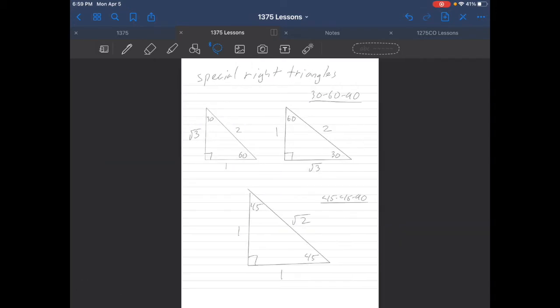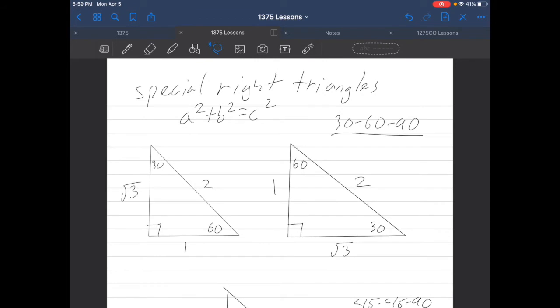Another thing we have to know about trigonometry is the special right triangles, right? Every right triangle can utilize a squared plus b squared equals c squared, the Pythagorean theorem. But there are 2 special right triangles, and what makes them special is their angle measures. Every right triangle has a 90-degree angle, but there's a special right triangle that uses the 3 measures of 90, 30, and 60 degrees.